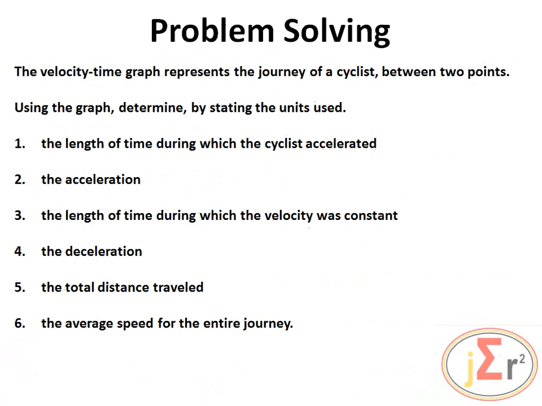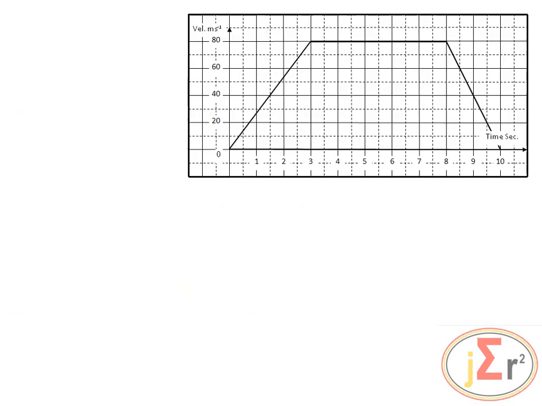This is another problem. The velocity time graph represents the journey of a cyclist between 2 points, and of course, the graph is not on this page. Using the graph, determine by stating the units used, the length of time during which the cyclist accelerated, the acceleration, the length of time during which the velocity was constant, the deceleration, the total distance traveled, the average speed for the entire journey.